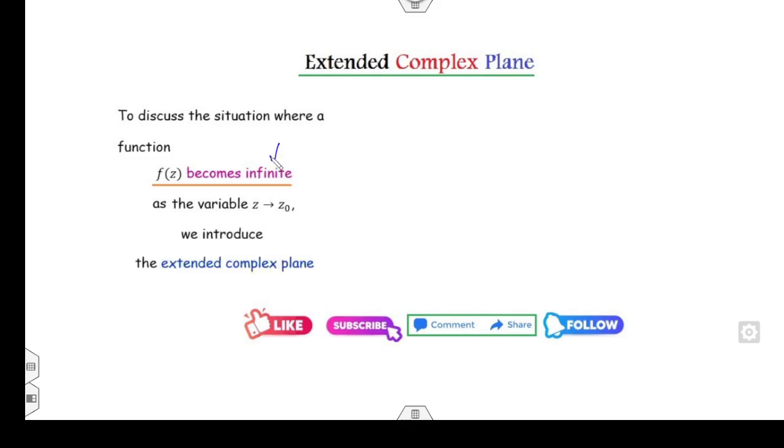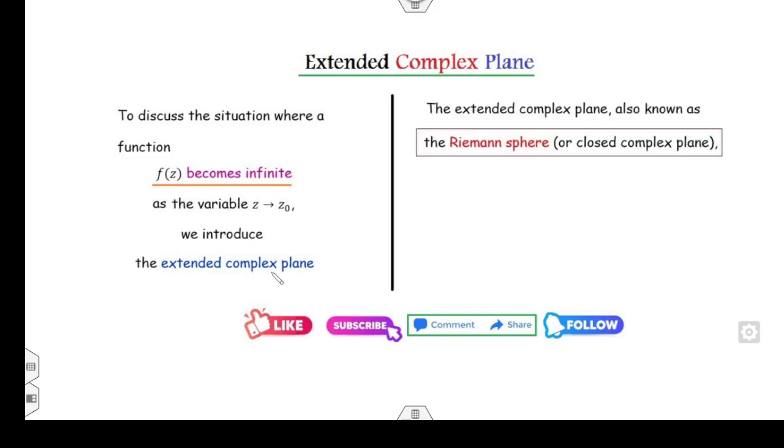So our target is to discuss that kind of situation. Now, in order to understand the concept of infinity, we have to introduce the concept of the extended complex plane. The extended complex plane is also known as the Riemann sphere, and it is denoted by C infinity, or sometimes by C cap, or C bar. The meaning of C infinity is the complex plane union infinity. But make sure the meaning of C is x plus iota y, and in this case infinity is my point, not a number.